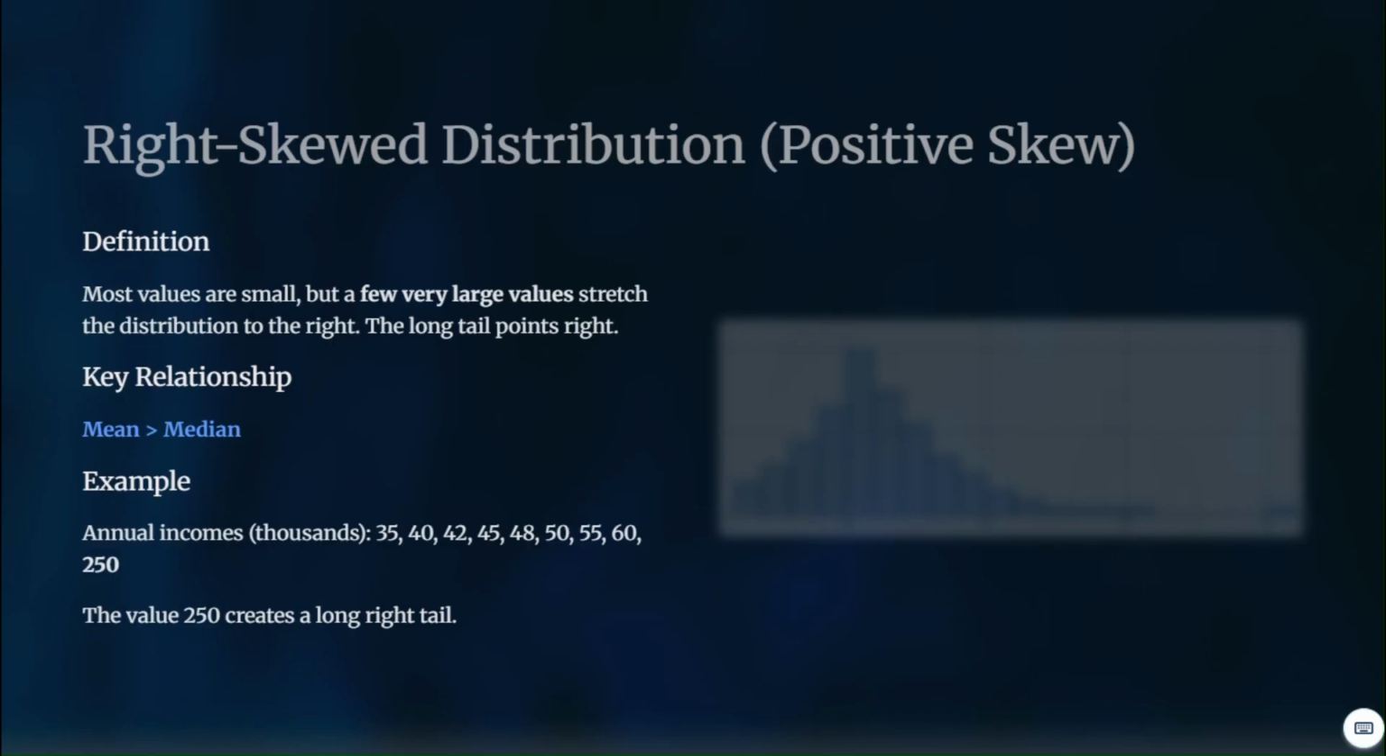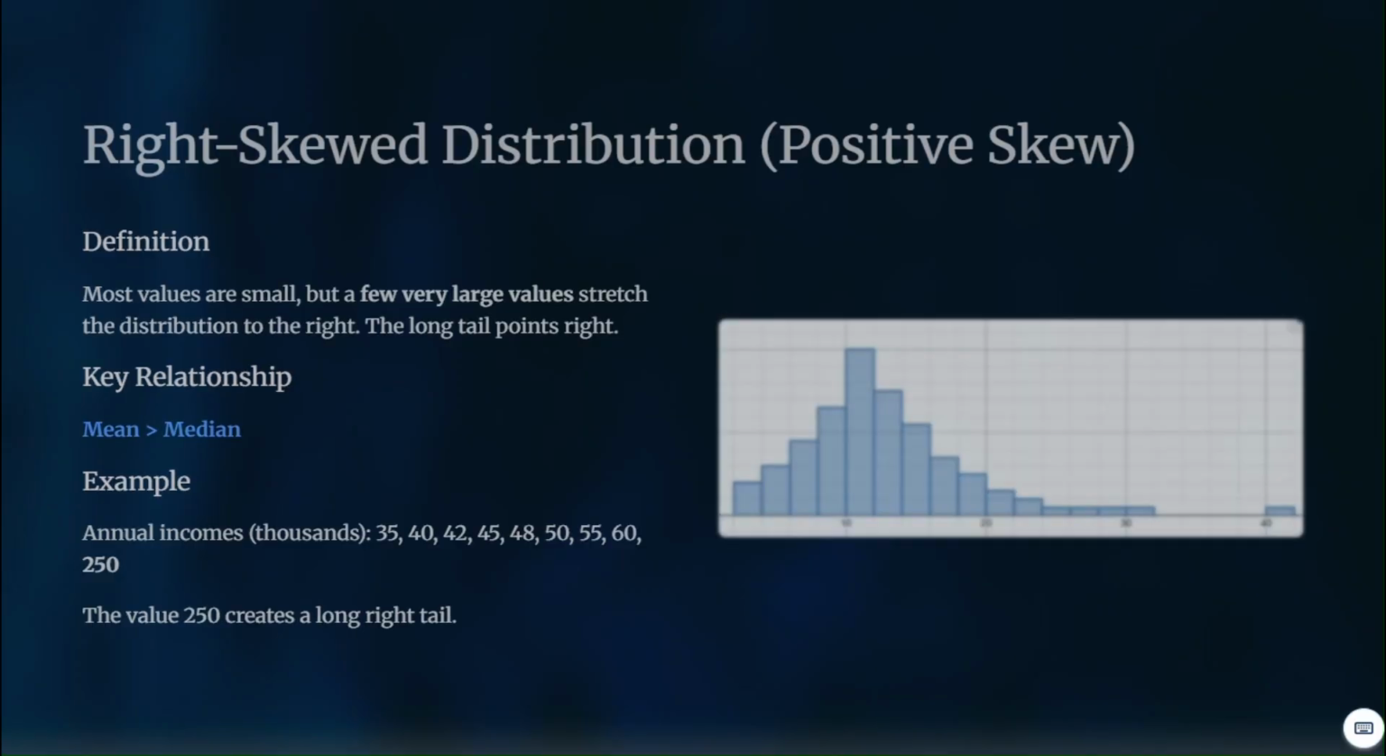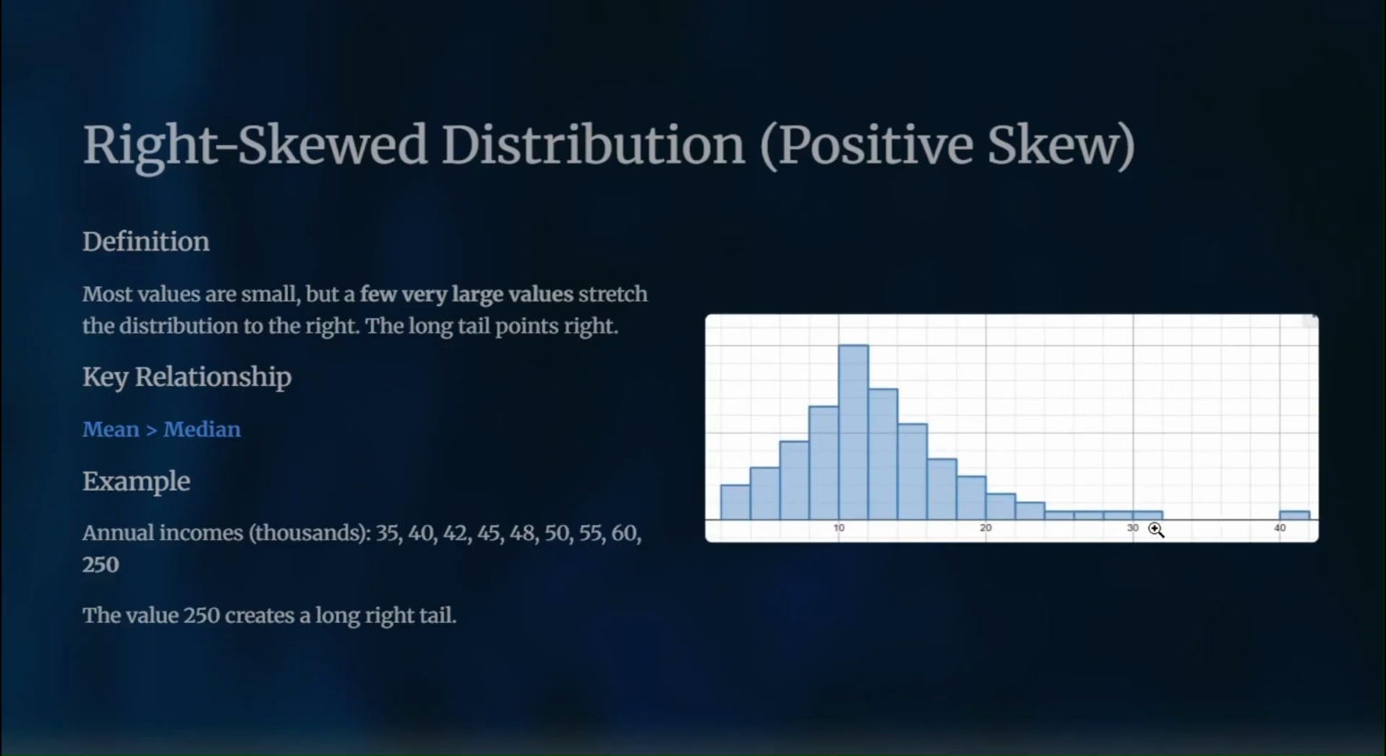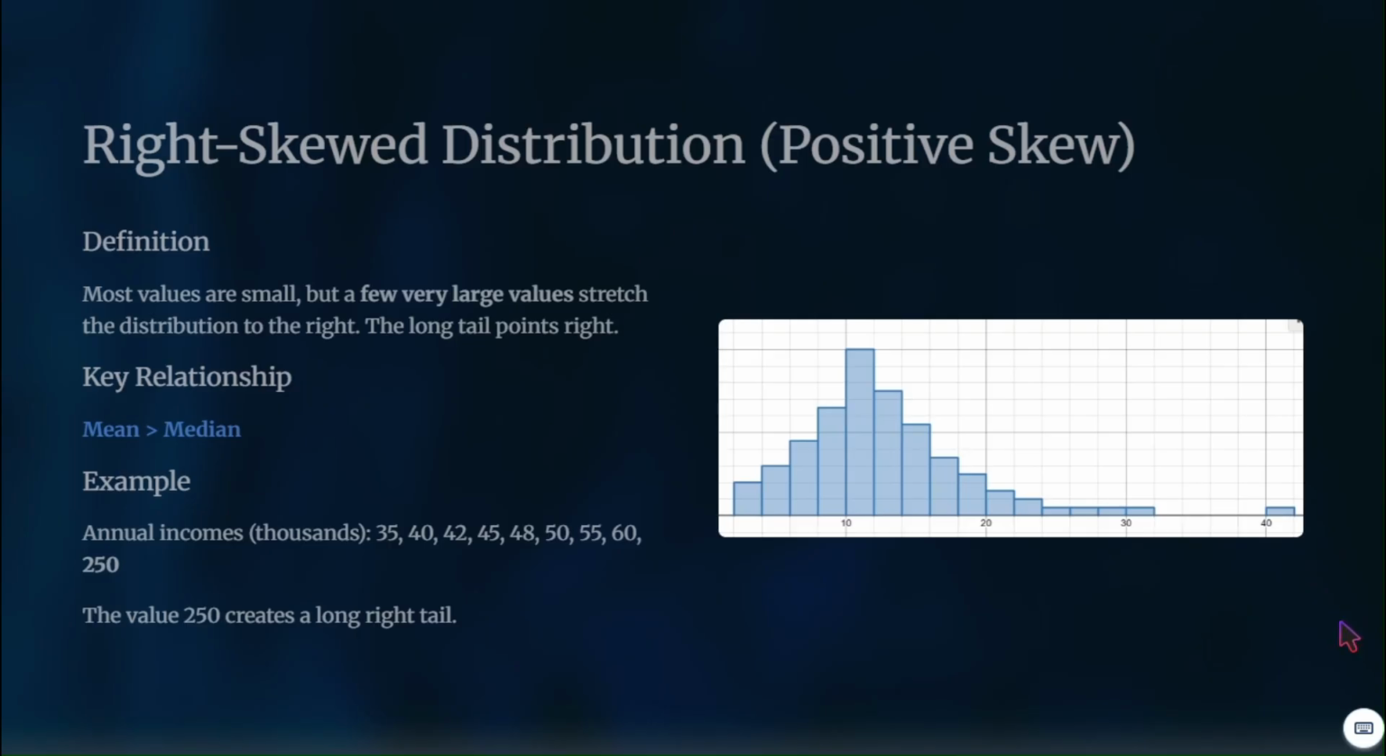For instance, if you have annual incomes in thousands and we have incomes such as 35, 40, 42, 45, 48, 50, 55, 60, and then you have a large value of 250. The value of 250 will create a long right tail. And the histogram will look something like this, where the tail at the right is extended, or the long tail points right.